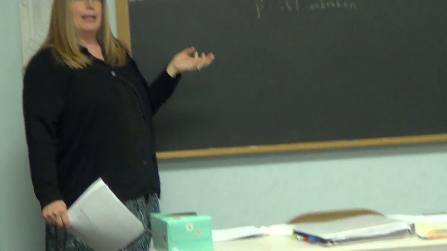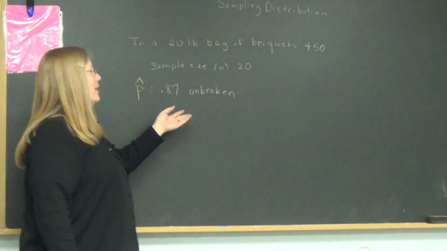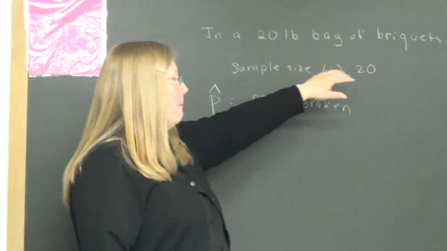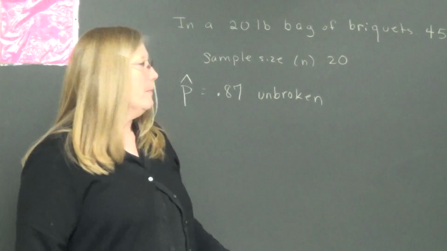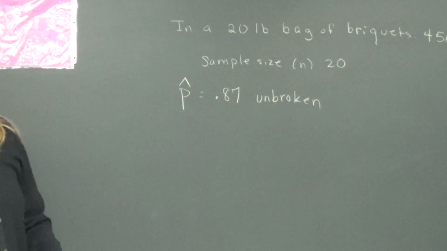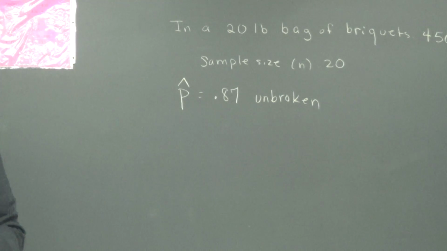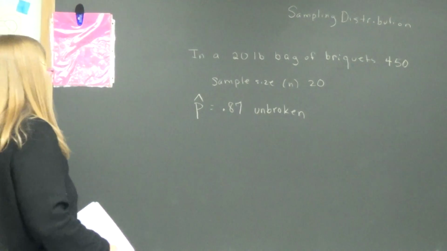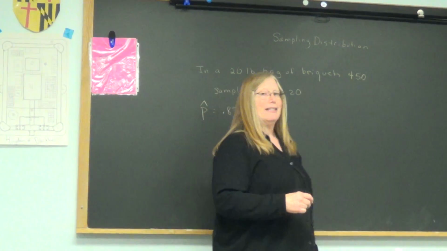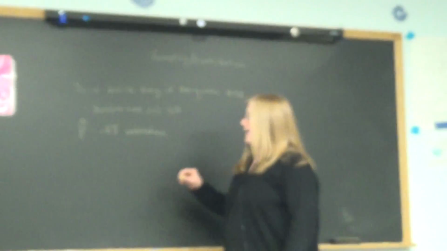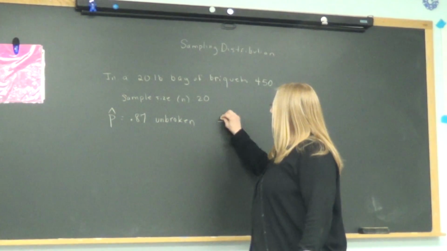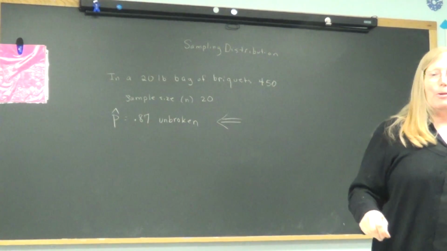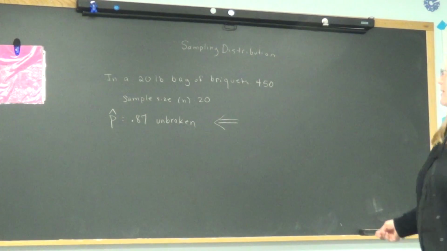So we don't know how many the manufacturer says are complete, but we know that from the 20 that we pulled out of the bag of 450, 87% were fine. They were unbroken. So how good is that information? This is where we started yesterday. I had a different proportion up yesterday, and I had the same question. How good is that information?